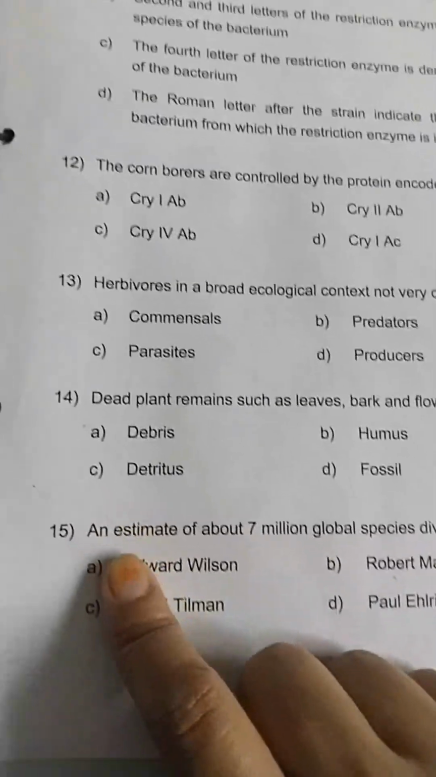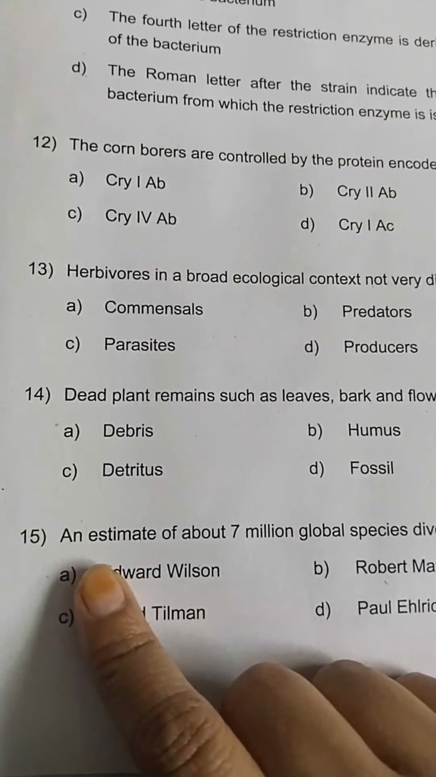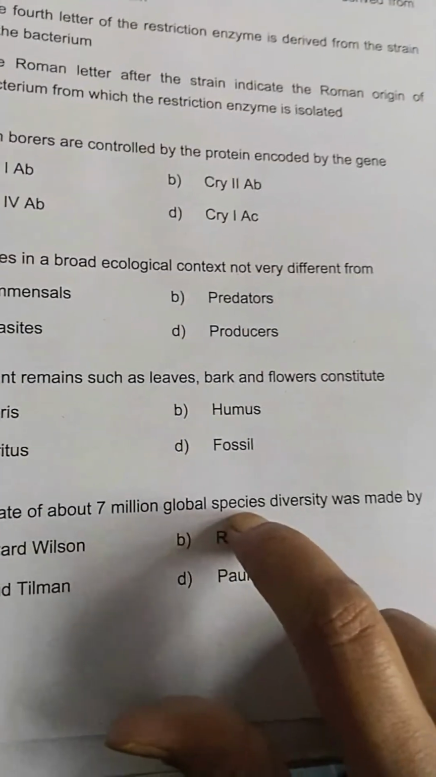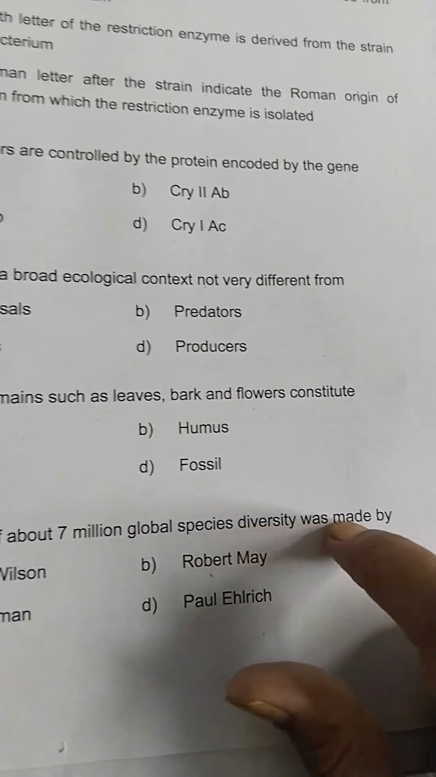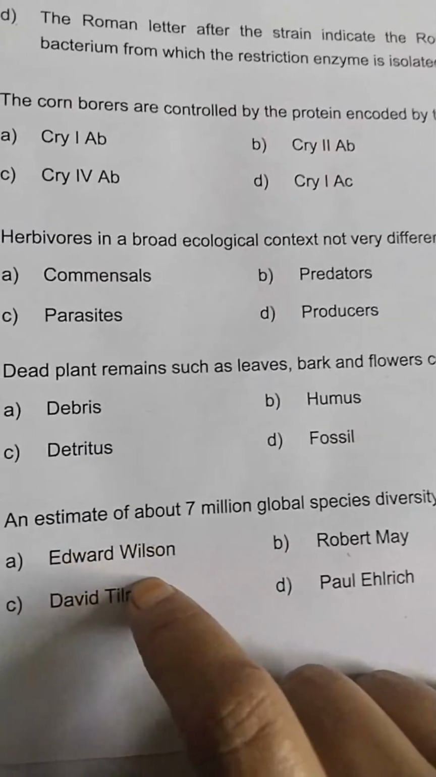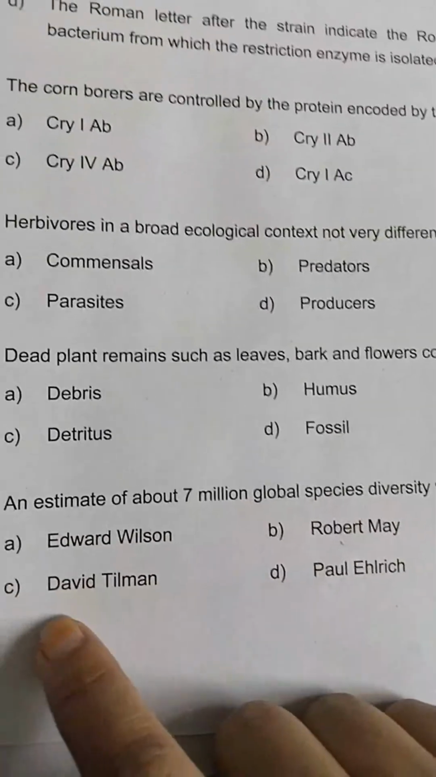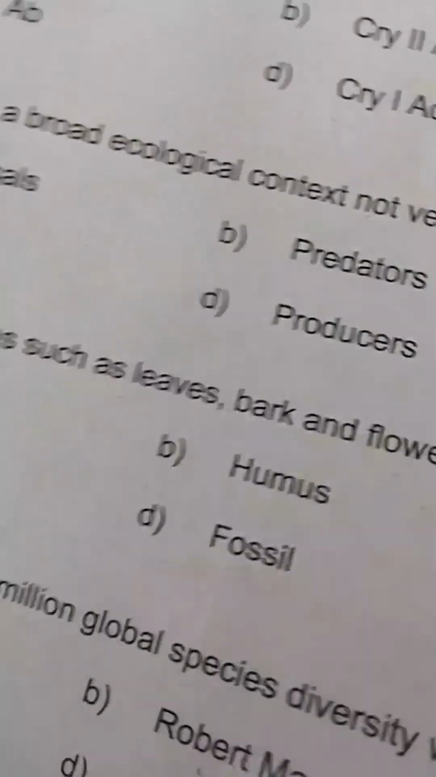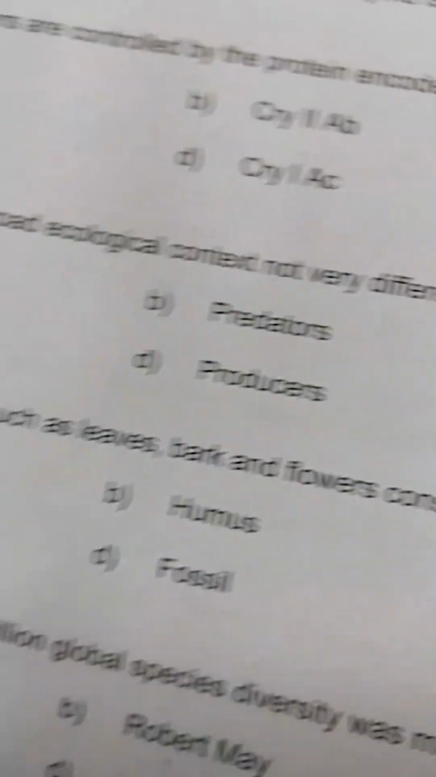Next question, we can say the last question of our objective or MCQ section. An estimate of about 7 million global species diversity was made by Edward Wilson, Robert May, David Tillman, Paul Ehrlich. Okay, so we have completed our MCQ.